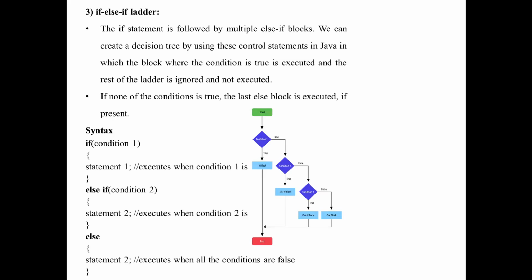Next is if else if. If one condition is true, or suppose another condition is also true, it goes on like that. See this diagram: start, condition 1. If true, this block will execute. If false, it goes to condition 2. Suppose this is true, okay. If this is also false, then condition 3. Like this, it goes on.